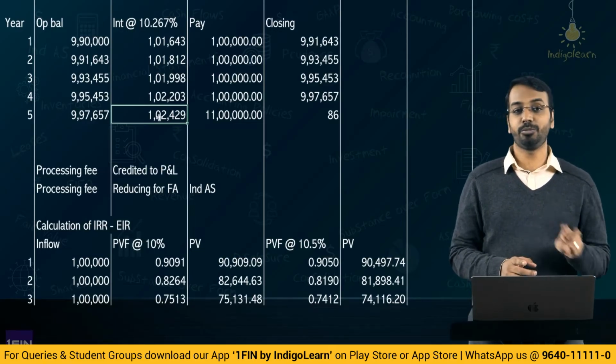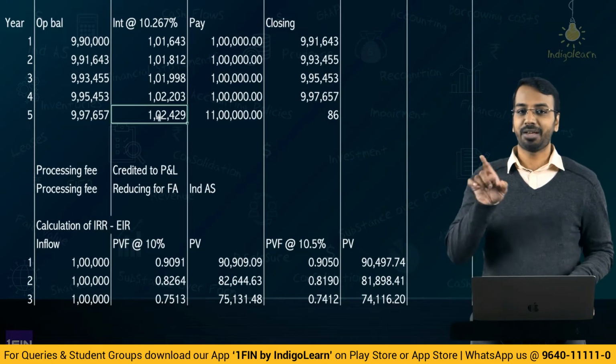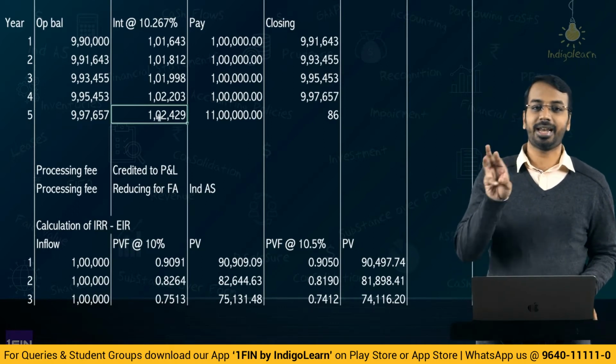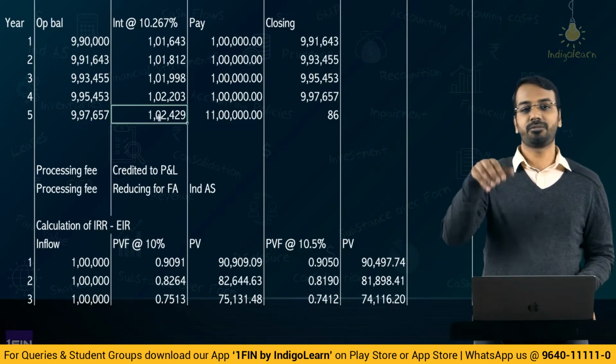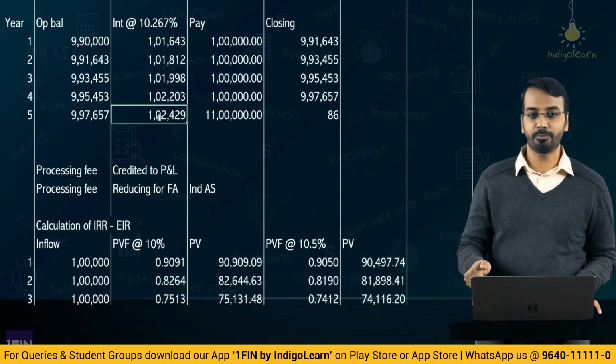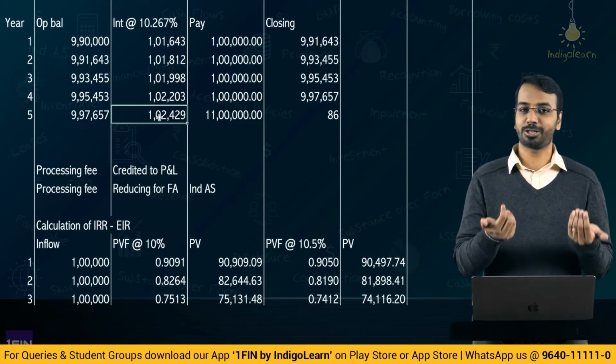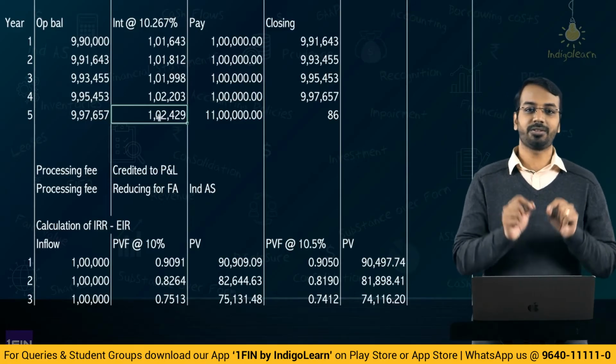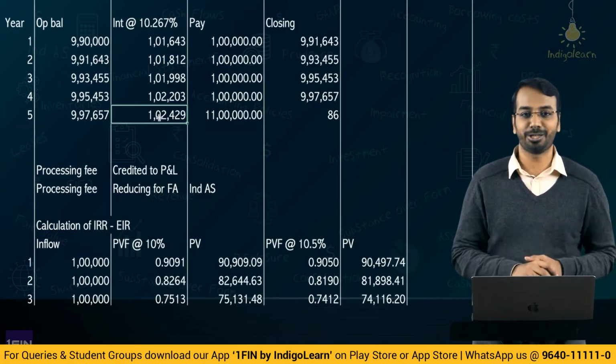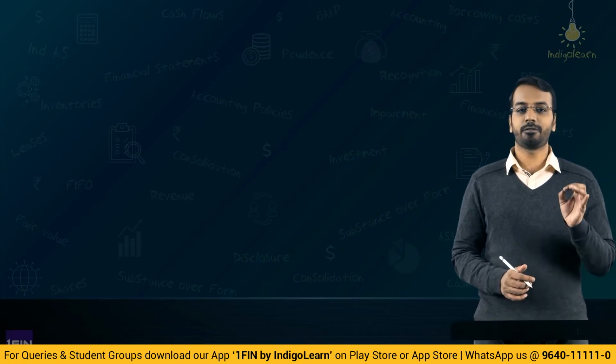So now in the examination you may get two scenarios. One, effective interest rate or the interest rate applicable is given, then in that case you have to discount the cash flows and arrive at the present value. In another case where effective interest rate is not given, then you need to calculate the effective interest rate considering this scenario. Let us now understand in detail the measurement of financial assets.